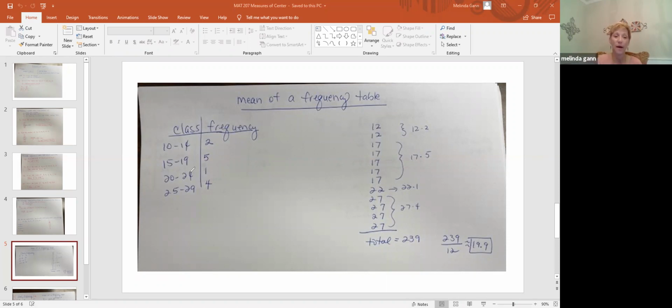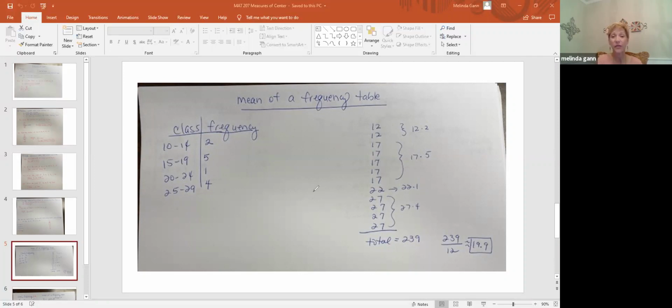So since I didn't know what my number was, I used the midpoint of 22. I had 1 of those, and then 4 27s. And I can find the mean. Remember the mean, you just add them all up. So I added all those numbers up and got 239. And then I counted, and there were 12 numbers in my list. So I took 239 and divided by 12. Okay, and so that's how I got 19 and 9/10.